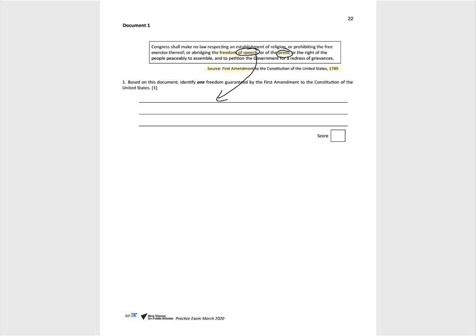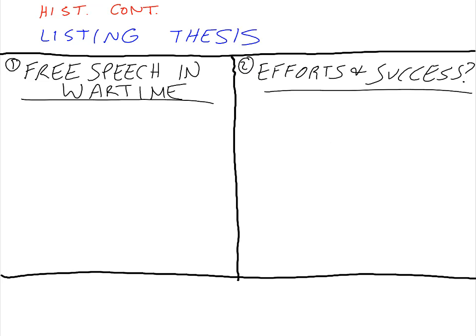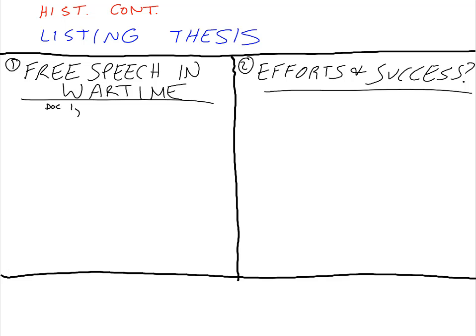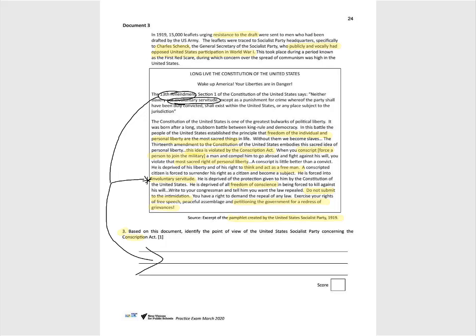Document 1, the First Amendment to the Constitution. Well, this is something I can include in the first body paragraph. So I'll make a list here, Doc 1, because it's referencing the First Amendment declaring that people have free speech. Then we have the Espionage and Sedition Acts, which, again, I will list because that is summarizing what was going on during wartime. Then we have document 3, which is the pamphlet.